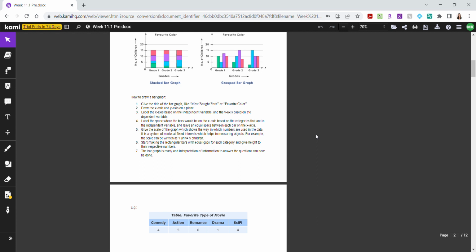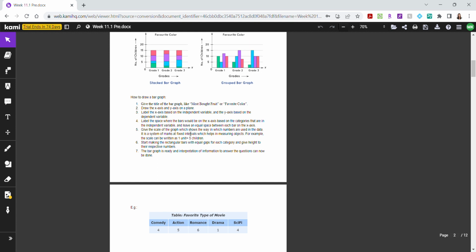And then you want to label the space where the bars would be on the x-axis based on the categories that are in the independent variable, and leave an equal space between each bar on the x-axis. And then you want to give the scale of the graph, or at least determine it. You don't actually need to put it out there. You just need to determine yourself what the scale is, right? So that way the markings between each interval are the same.